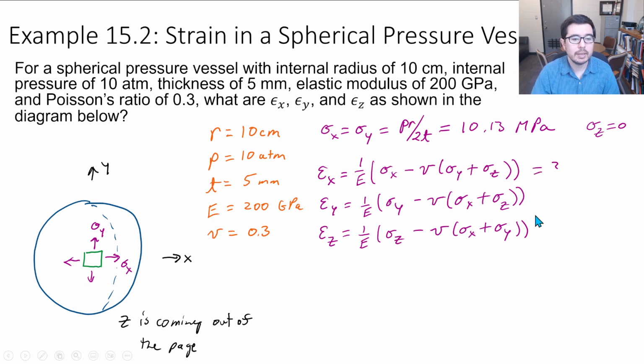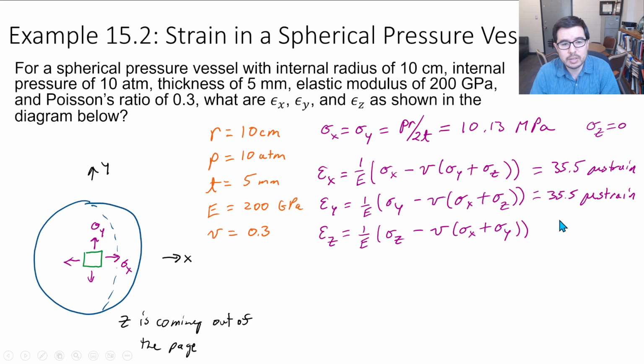But here, what we can do is plug in the elastic modulus, the sigma x, sigma y, and sigma z is equal to 0. And we get that epsilon x is going to be 35 or 36 microstrain. And guess what? Epsilon y is going to be the same. Okay, well, sigma x and sigma y are the same. Sigma z is still equal to 0. So we can once again write down this strain.